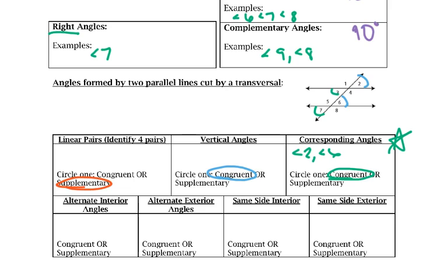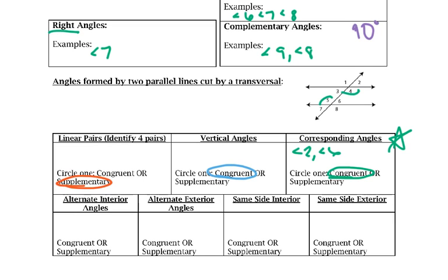Okay, the next one, alternate interior angles. So the word alternate, think of what that means, and interior. An example would be 4 and 5, angle 4 and angle 5. Those would be alternate interior. There's one other set of alternate interior angles, and alternate interior angles are congruent. Okay, alternate exterior. Alternate exterior would be like 2 and 7. And they're also congruent.